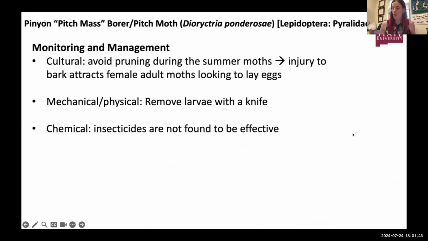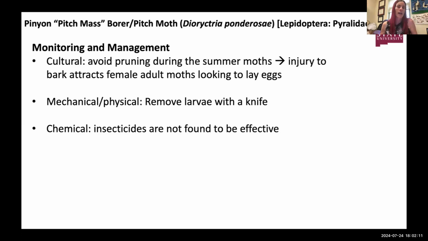So for these, monitoring, managing them, one thing culturally that's been found for helping out with problems with pinion pitch mass borer is to avoid pruning during the summer months. That's because injury to the bark attracts female adult moths, which are looking for a place to lay eggs. So they're like, oh, sweet, you made my life easier, I'm going to lay eggs in this pruned section. So be mindful of that.